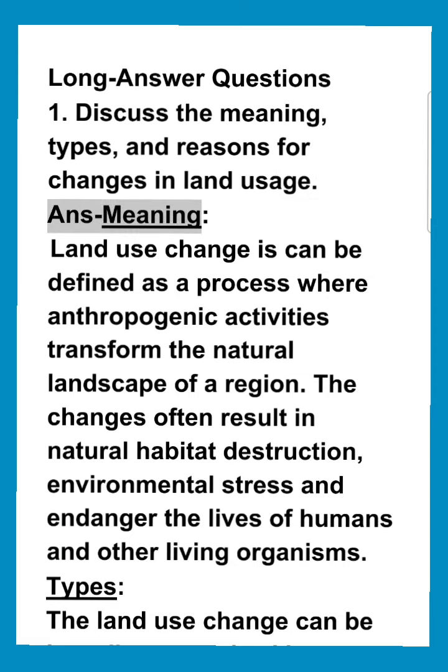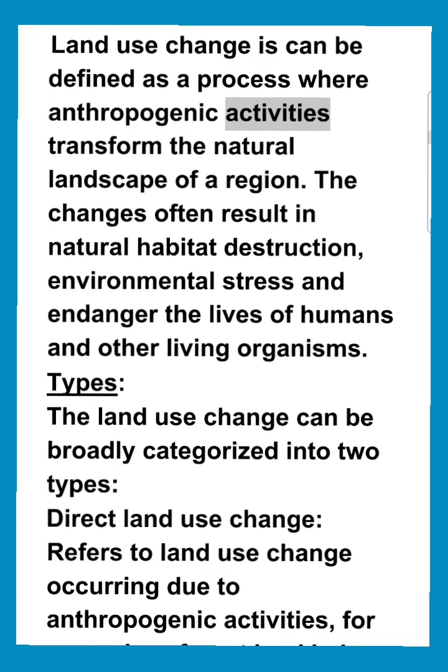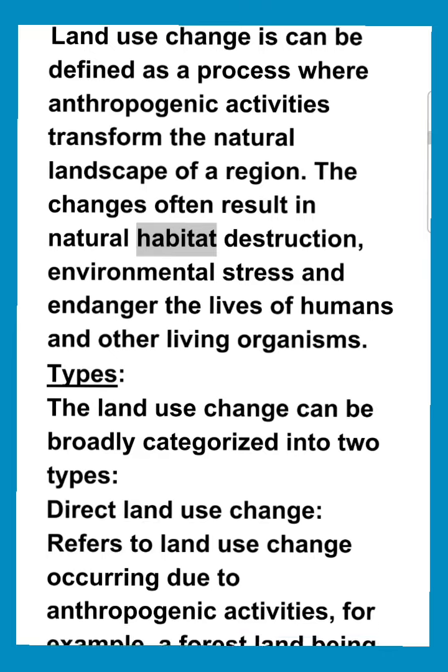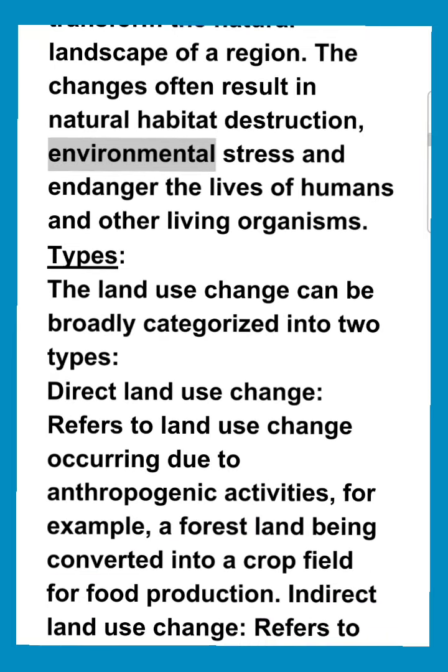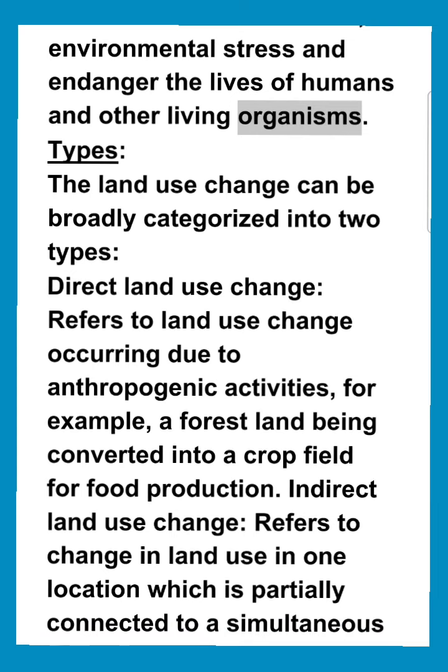Meaning. Land use change can be defined as a process where anthropogenic activities transform the natural landscape of a region. The changes often result in natural habitat destruction, environmental stress, and endanger the lives of humans and other living organisms. Types. Land use change can be broadly categorized into two types.